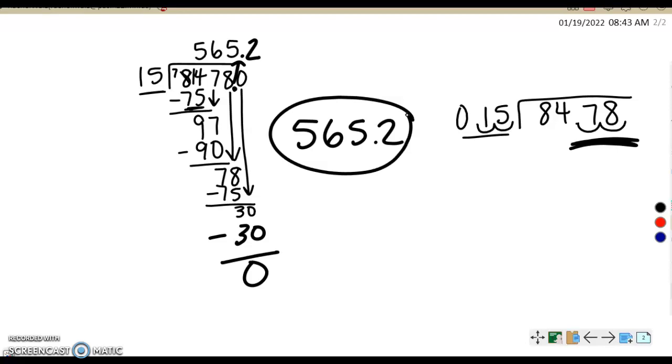So we probably won't see too many problems like this today. We'll probably see more of these tomorrow. But just keep in mind how to do this process and some of those tricks, like adding the 0 and not forgetting about the decimal, because those are things that are hard to remember sometimes.